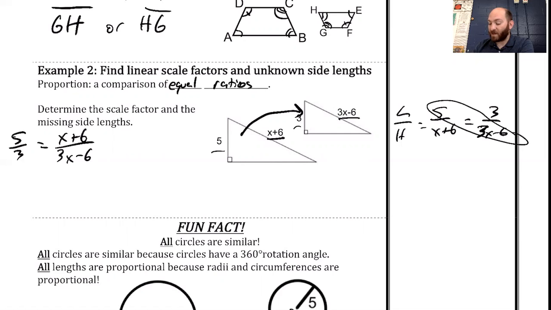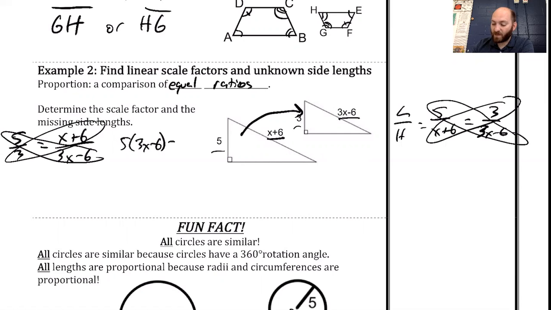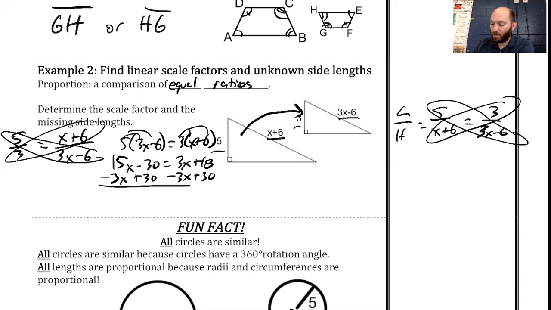I'm going to cross multiply: 5 times 3x minus 6, 3 times x plus 6. It's the same exact work, so whatever makes more sense to you. Now I'm going to do 2 distributions. 15x minus 30 equals 3x plus 18. I'll subtract 3x over, and add 30 over. That gives me 15 minus 3 is 12x, and 18 plus 30 is 48. Divide by 12, and I get x equals 4.